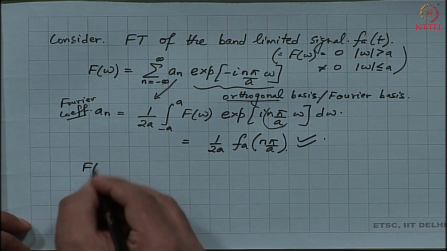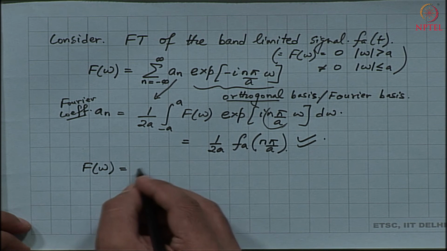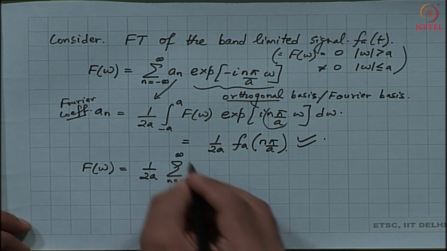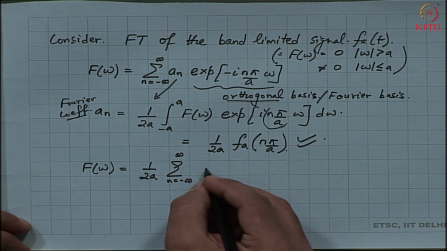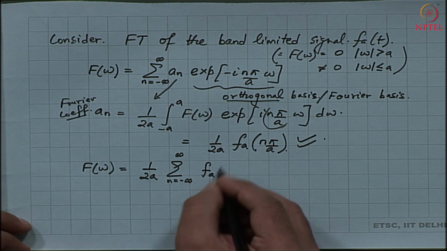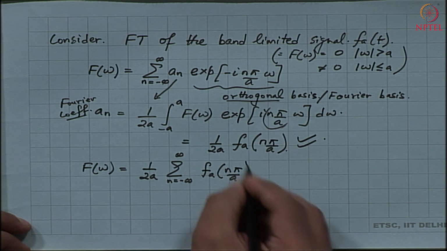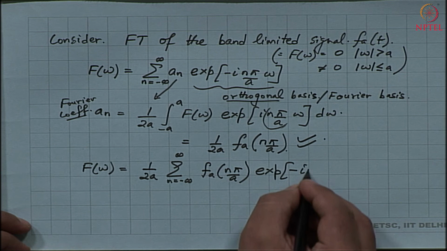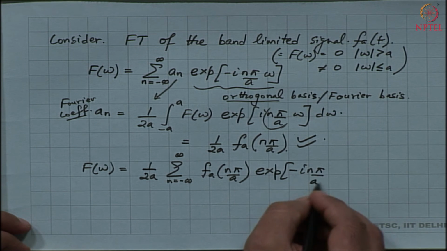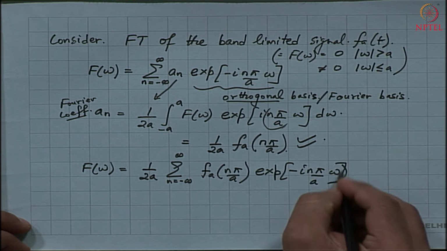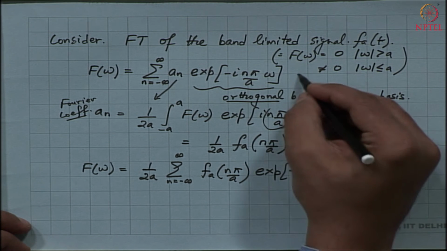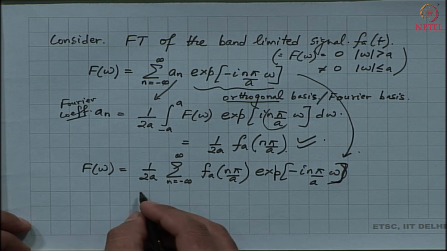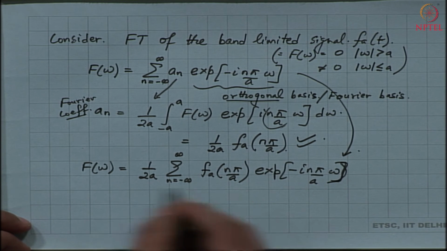So, my F(omega), the Fourier transform, is 1 by 2a summation n from minus infinity to infinity a_n, where a_n is 1 by 2a times f_a at n pi by a, times e to the power negative i n pi by a omega. So, I have just used this relation here. Okay. So, let us just keep looking at this expression.